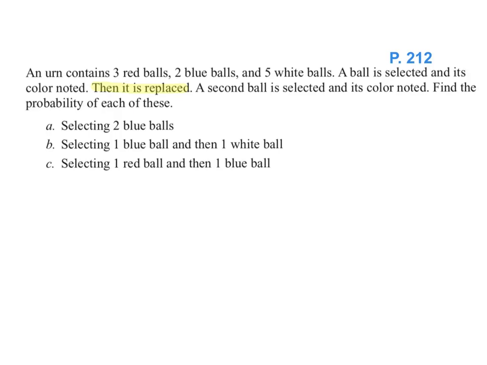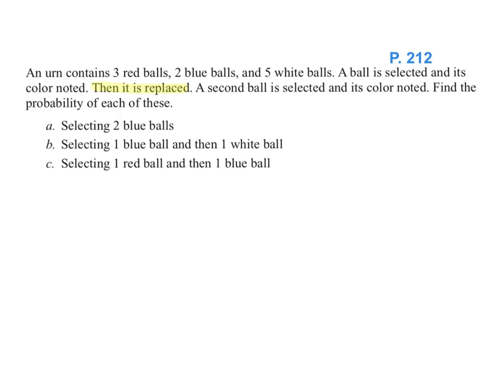So again, every time a ball is pulled out, the same number of balls are in the urn at the beginning of each event. So go ahead and try to come up with the probabilities for these three scenarios, and then we'll come back and see what we can figure out. See if you did them right. Again, each time a ball is taken out, that counts as one event. The second time a ball is taken out, that's the second event.